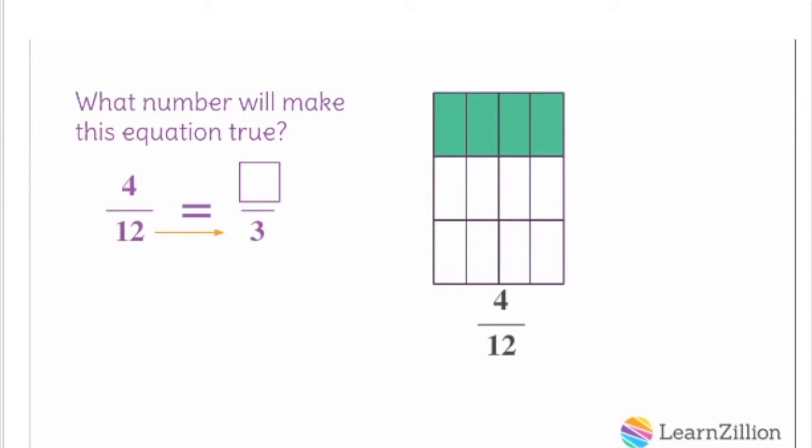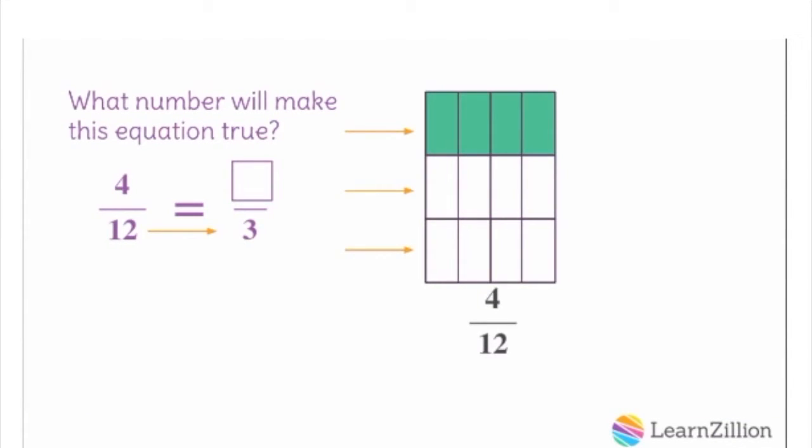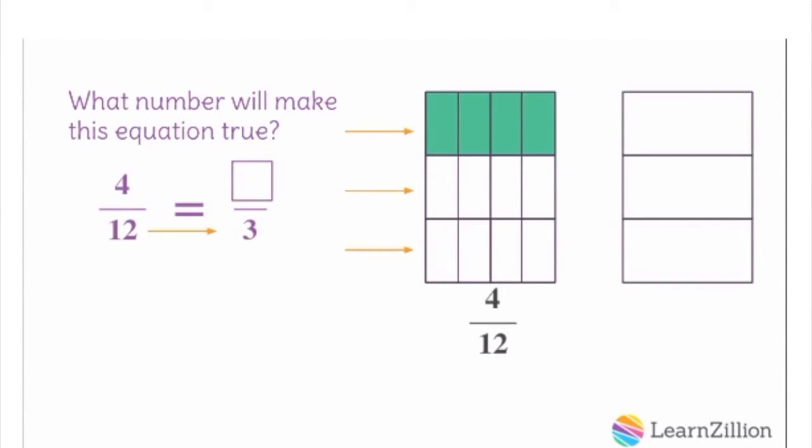To make this equation true, we need to make a model that has 3 parts to make the whole. 3 is smaller than 12, so we need to combine some pieces until we only have 3 equal pieces to make the whole. There are 3 rows on the model. We can combine the 4 pieces in each row to make 1 piece. Now we have thirds.